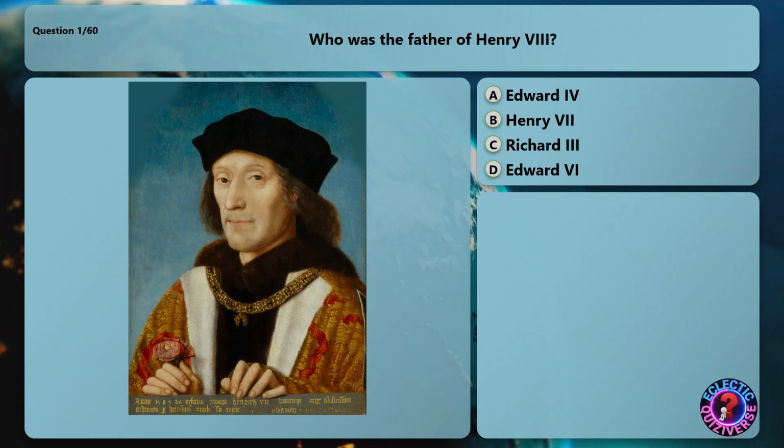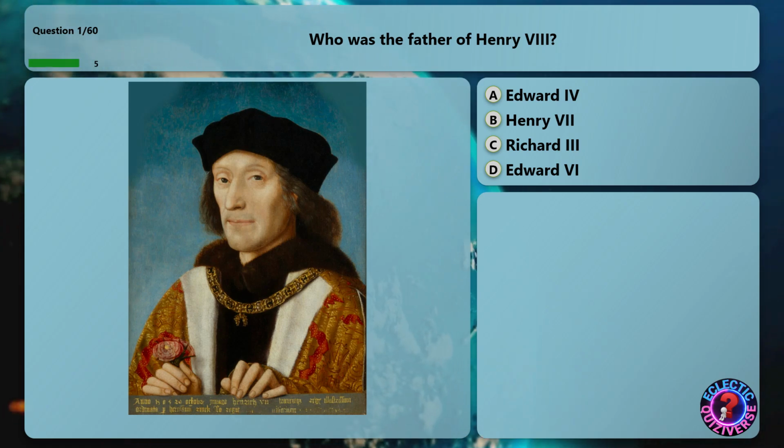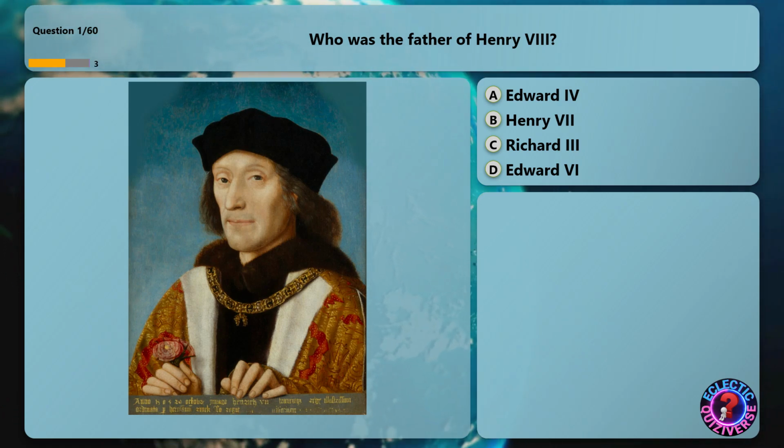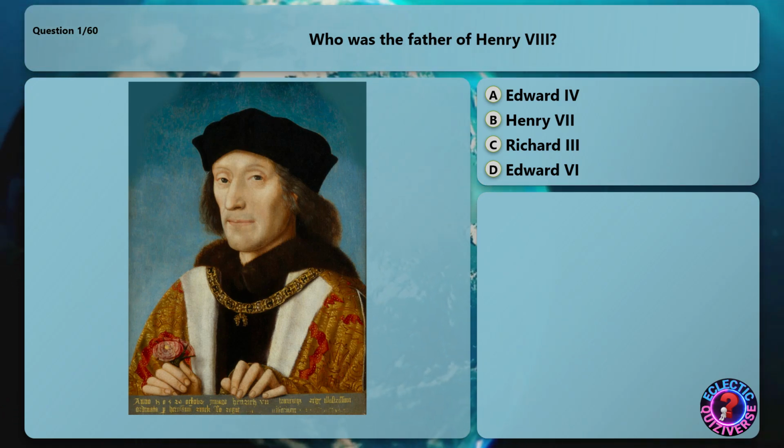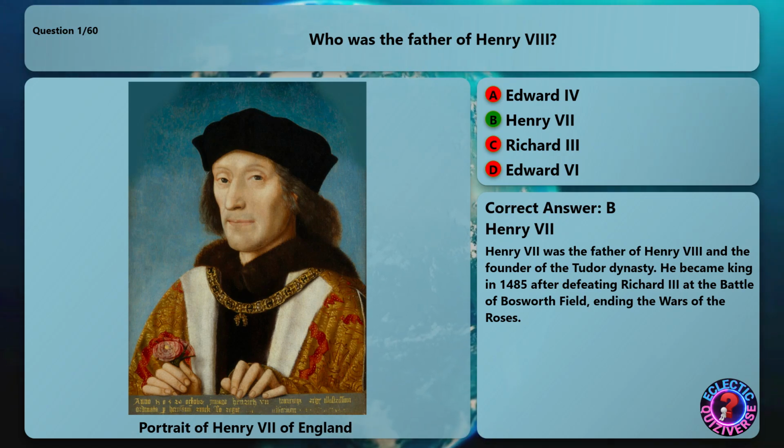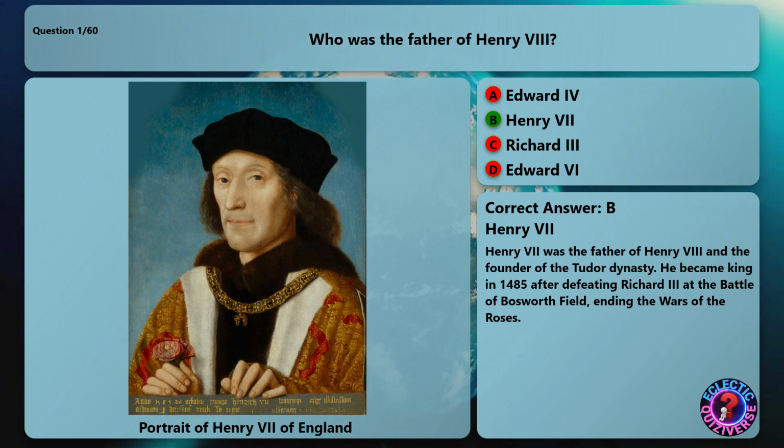Who was the father of Henry VIII? The correct answer is Henry VII. Henry VII was the father of Henry VIII and the founder of the Tudor dynasty. He became king in 1485 after defeating Richard III at the Battle of Bosworth Field, ending the Wars of the Roses.